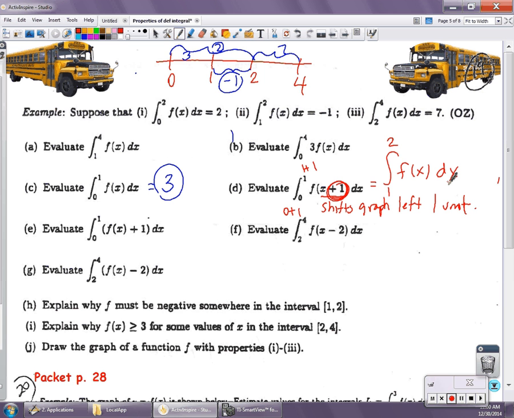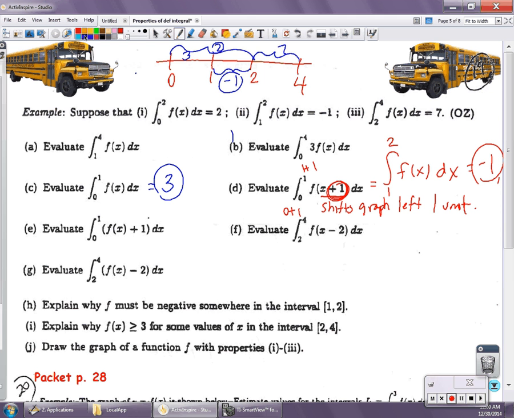But what I did was, basically, the graph was shifted to the left 1 unit. I unshifted it. I moved it back to its original position by adding 1 to the given x values. So then I can look at my number line and see the area from 1 to 2. The net area is negative 1.